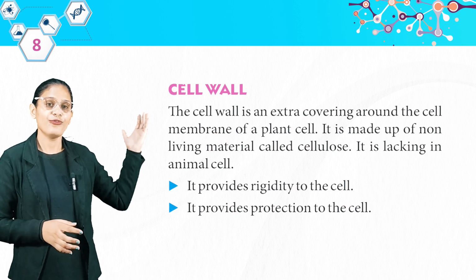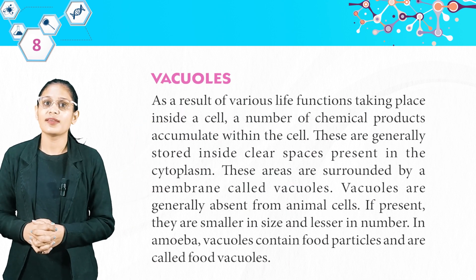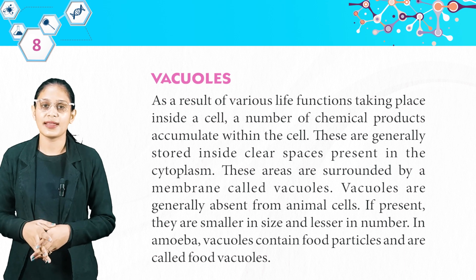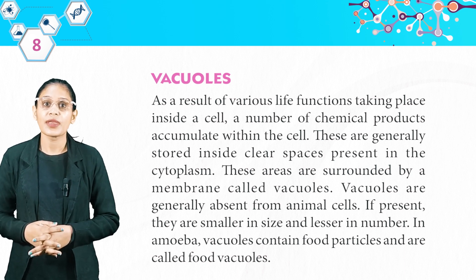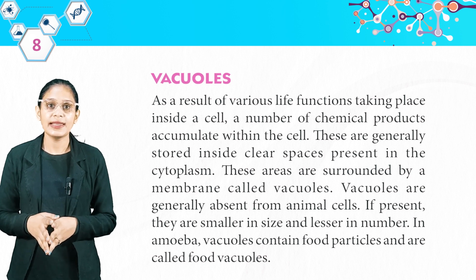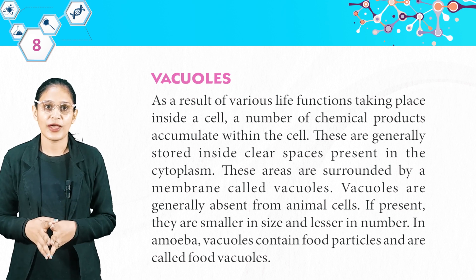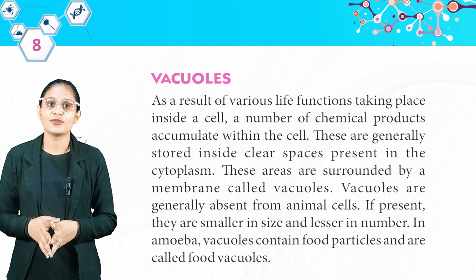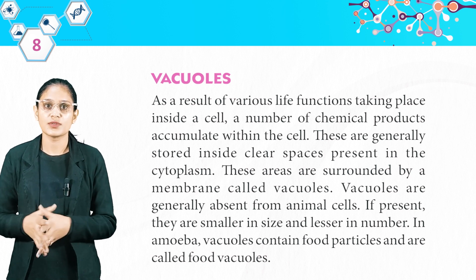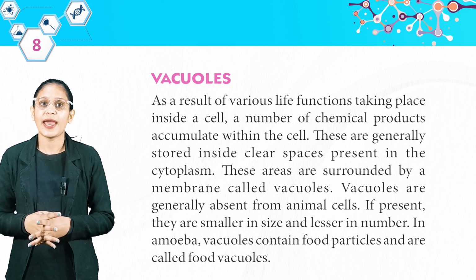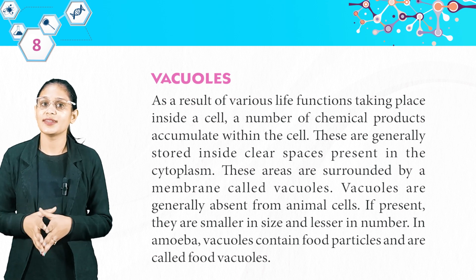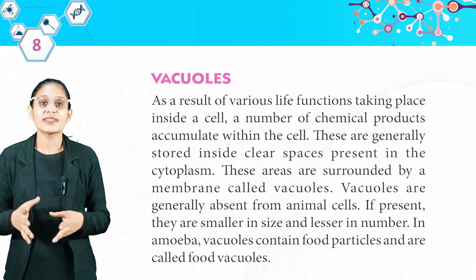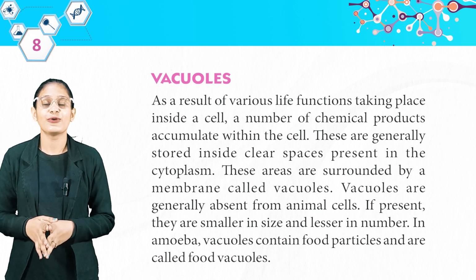Now we have vacuoles. As a result of various life functions taking place inside a cell, a number of chemical products accumulate within the cell. These are generally stored inside clear spaces present in the cytoplasm. These areas are surrounded by a membrane called vacuoles. Vacuoles are generally absent from animal cells. If present, they are smaller in size and lesser in number. In amoeba, vacuoles contain food particles and are called food vacuoles.